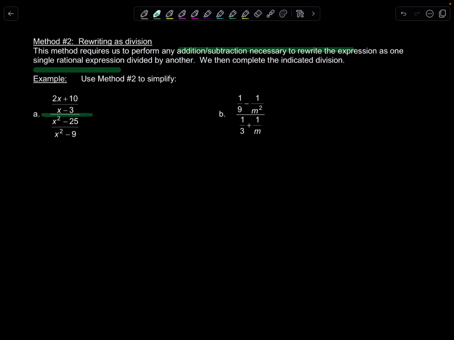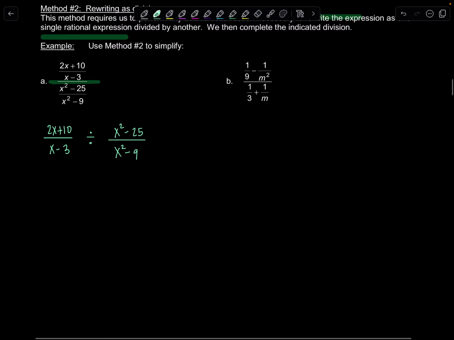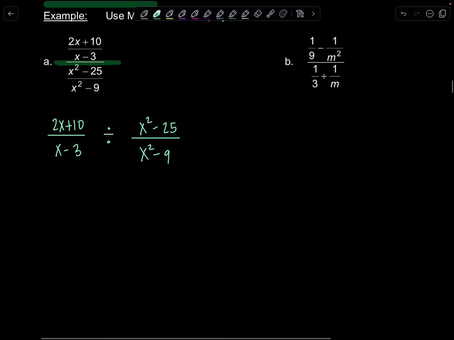I'll show you why. So we have (2x plus 10) over (x minus 3) divided by the denominator. So you rewrite that fraction bar using your division symbol. And then when we're dividing rational expressions or fractions, you change it to multiplication and you flip the second one. So I'm going to write it as times (x squared minus 9) over (x squared minus 25), like that.